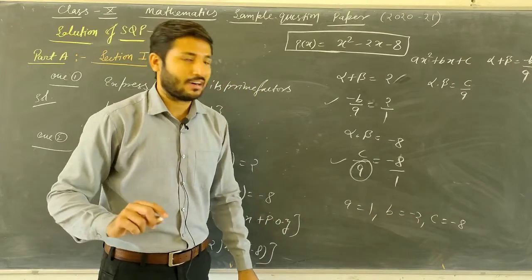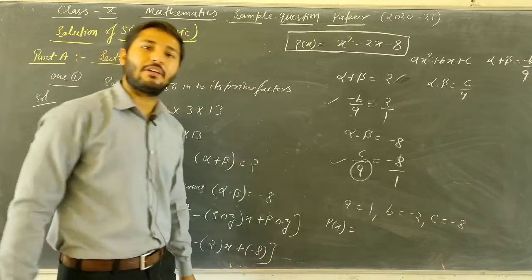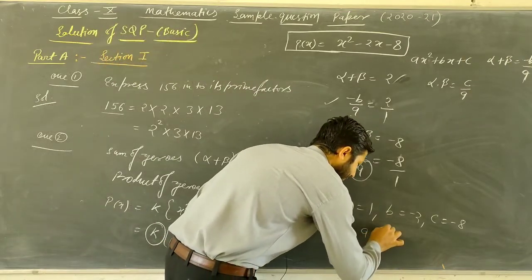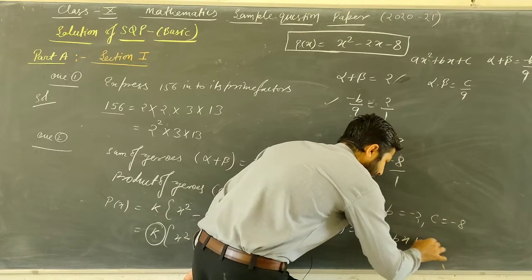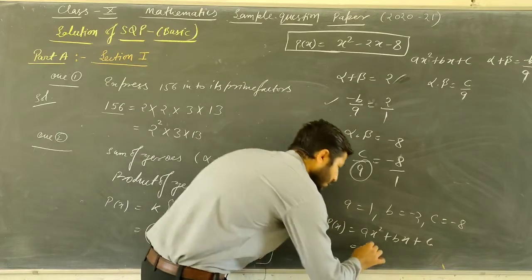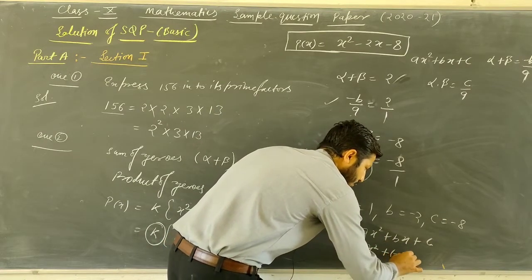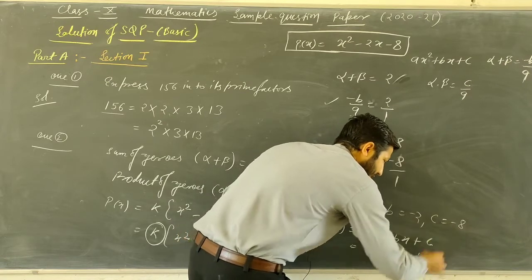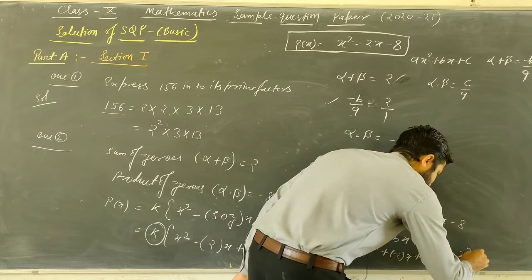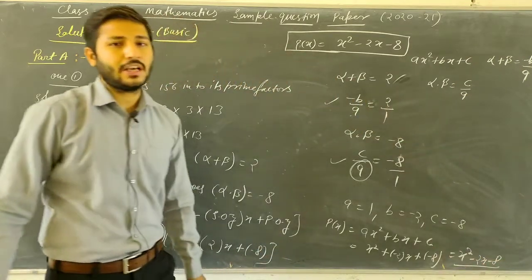Do you know about the quadratic polynomial px? If I talk about the standard form, then what is the standard form for the quadratic polynomial? It is equal to ax square plus bx plus c. The value of a is 1, so x square plus b, which is -2, into x plus c, which is -8. So when you simplify, x square minus 2x minus 8, this is your quadratic polynomial.